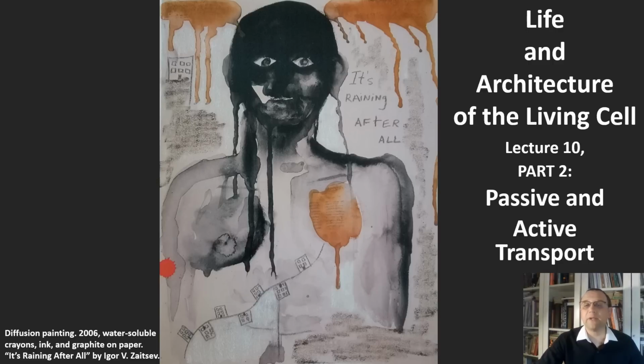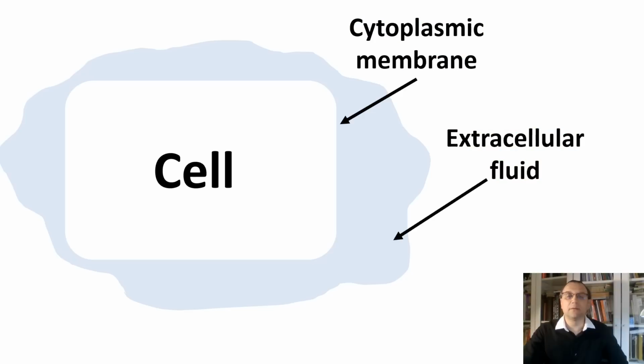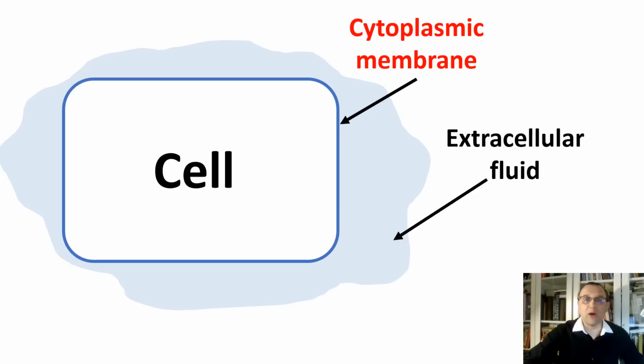In this part of lecture number 10, I will cover passive and active transport. The cytoplasmic membrane in every healthy cell serves to separate the contents of the cell from the extracellular fluid. Without the membrane, there will be no cell, and therefore there will be no life. One of the main functions of the membrane is to permit certain substances to enter the cell and allow others to leave.